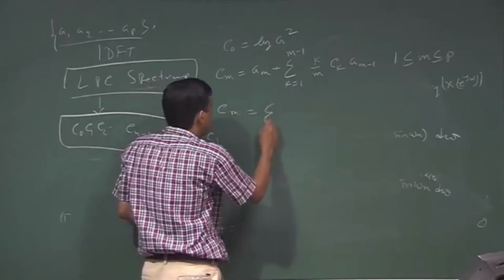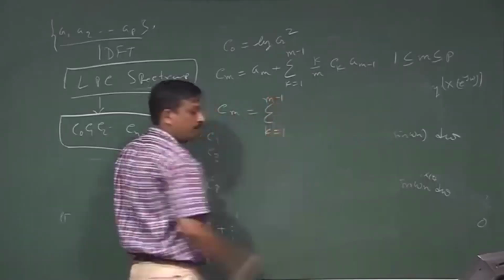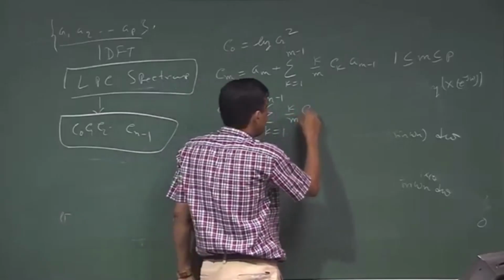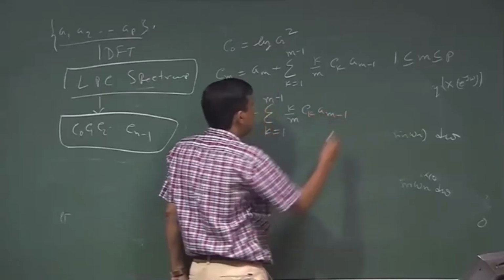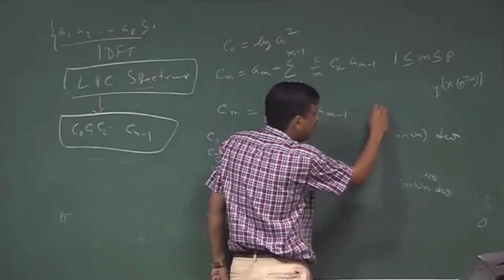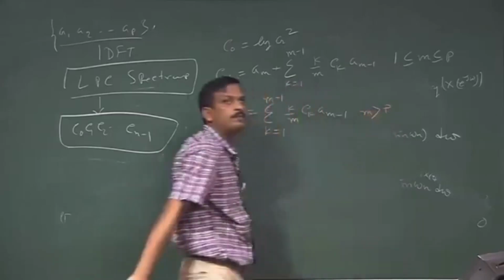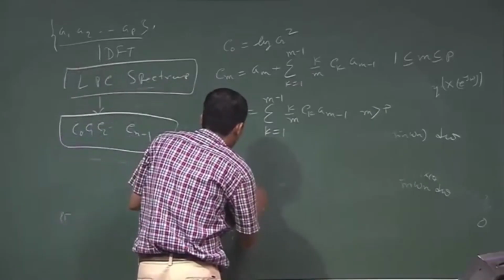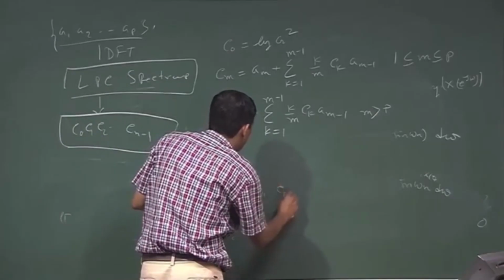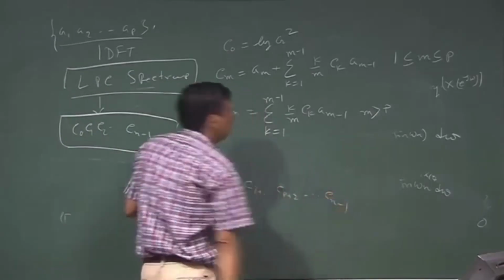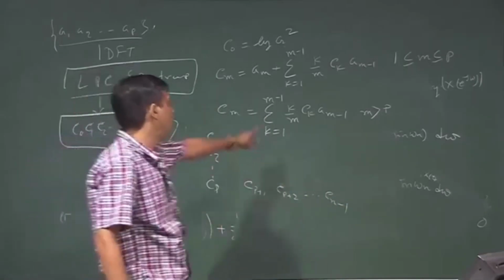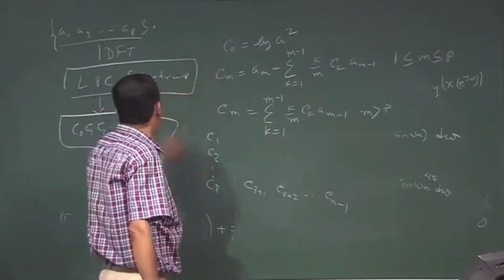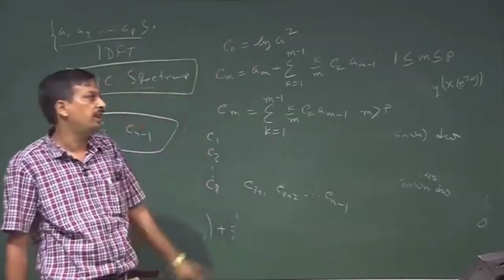Then it is said Cm is equal to the sum over k equal to 1 to m minus 1 of k by m into Ck A m minus k, if m is greater than or equal to p. If m is greater than p, then I get C p plus 1, C p plus 2, dot dot dot, C n minus 1 using this formula. Okay. So, I get C0, C1, C2, C3 up to Cn minus 1 using this.